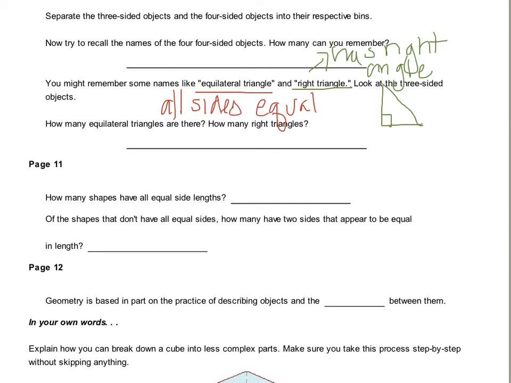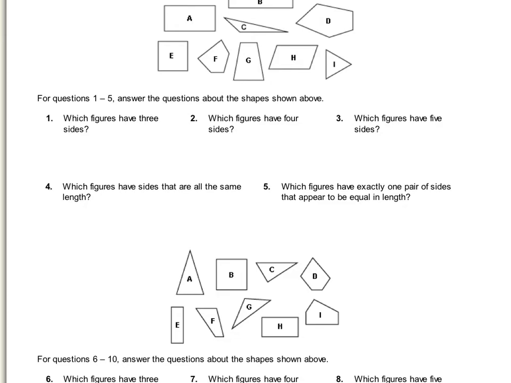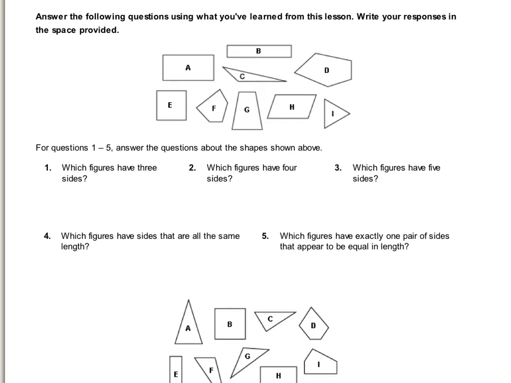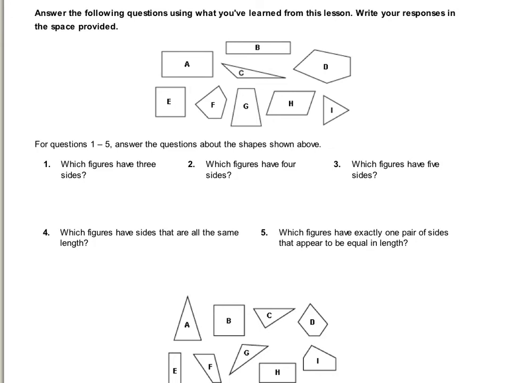We're going to skip down to this part here on page 12. It says geometry is based in part on the practice of describing objects and the relationship between them: how they're connected, how they're similar, how they're different. That's the majority of what geometry is about. So we're going to do a couple of the problems from the checkup. I'm going to go over the odd problems with you, and then you'll be expected to do the even problems on your own.